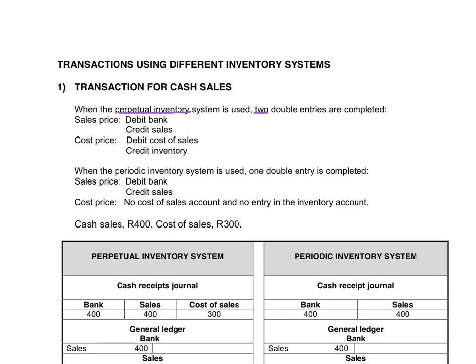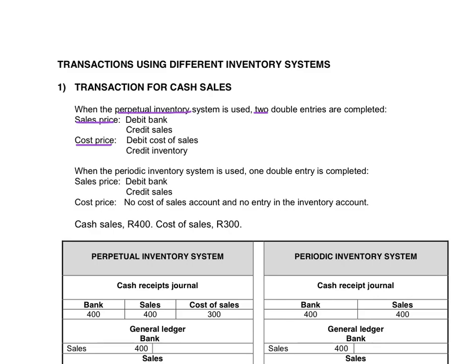One double entry is completed at the sales price: debit bank, credit sales. Bank is debited to increase the money in the bank. Sales is credited to increase the income of the business. The second double entry is completed for cost price: debit cost of sales to increase the expense, credit inventory to reduce the asset for inventory.